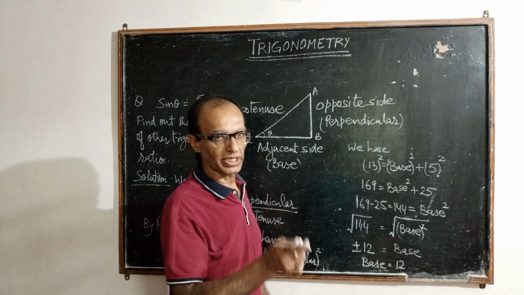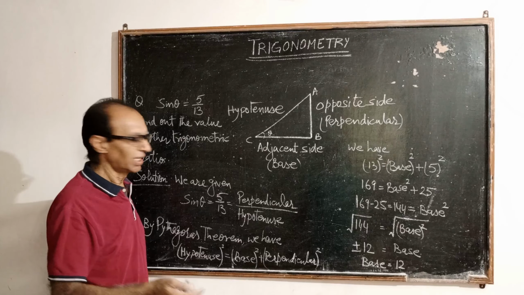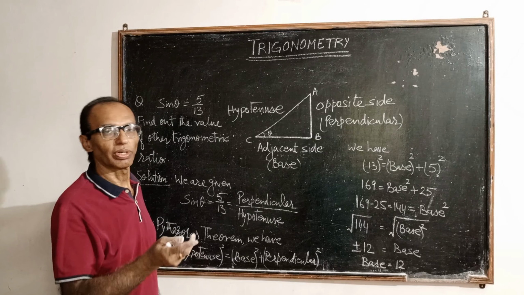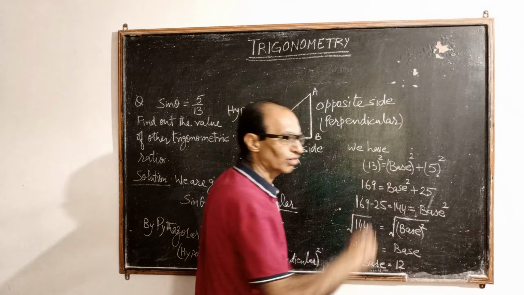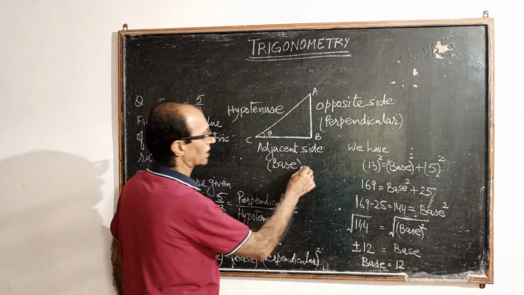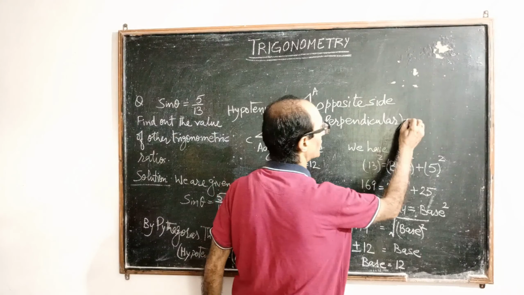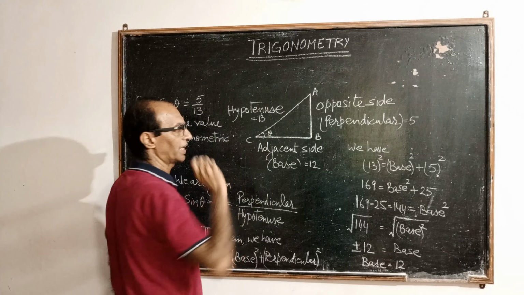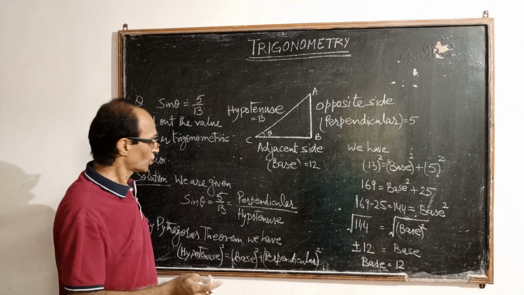Base is 12 units. Nothing like centimeters or meters or kilometers, because this is a trigonometric ratio, and a ratio doesn't have any unit. So here we have this base as 12 units. Once we have got that base 12, let me write here that this base is 12, perpendicular was given to us as 5, and hypotenuse was given to us as 13. Now that makes the job much easier.